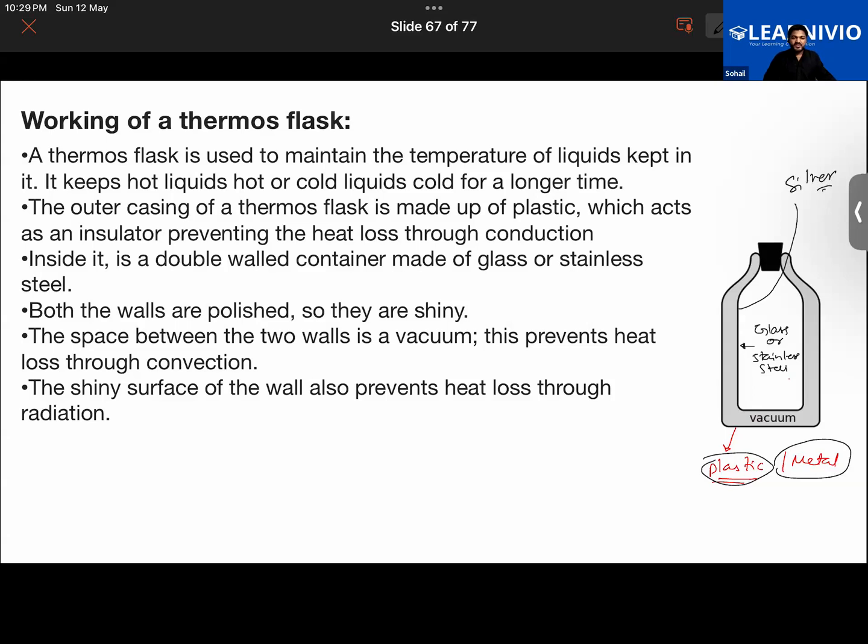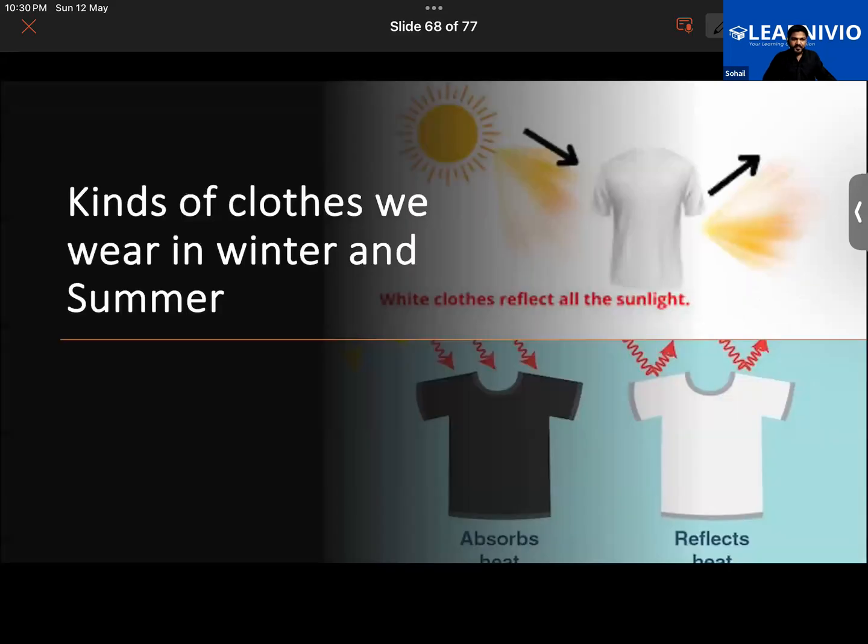So that prevents the loss of heat via radiation. It's not like you can prevent it 100%, but you can just simply minimize it. It's not like the water will remain cold or hot in this for a very long period of time. That's not the case. Hope you guys have understood this.